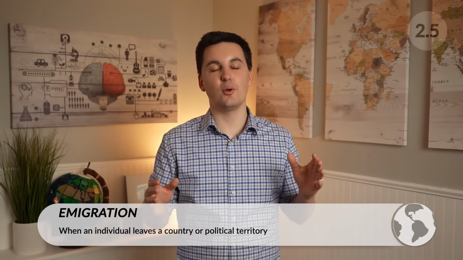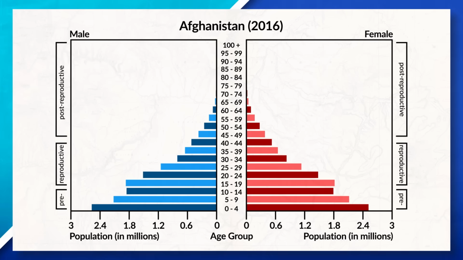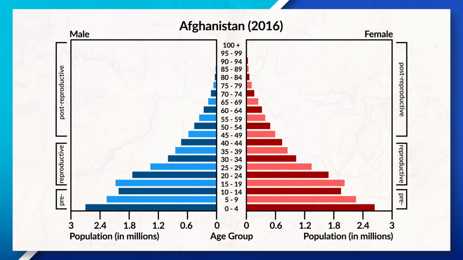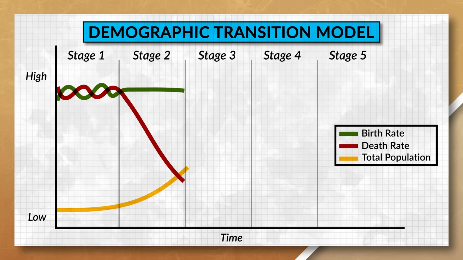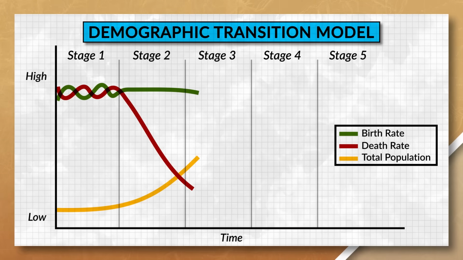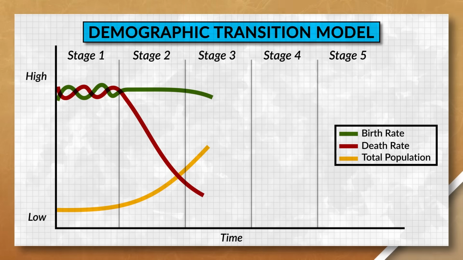When looking at the world today, we can see countries like Afghanistan are in stage 2 of the demographic transition model, as seen here in their population pyramid. Notice that the majority of their population is in the pre-reproductive years and reproductive years, which shows a country with an expanding population.